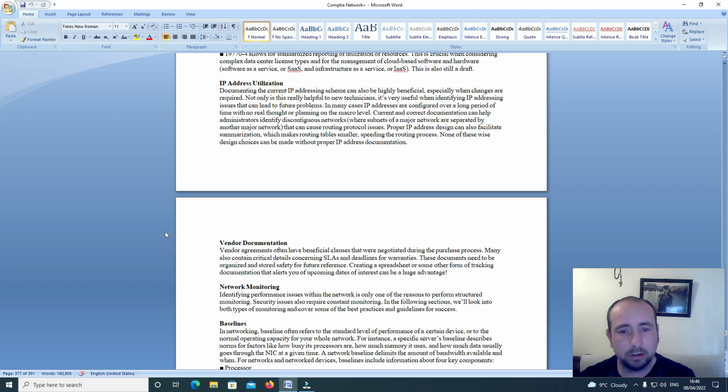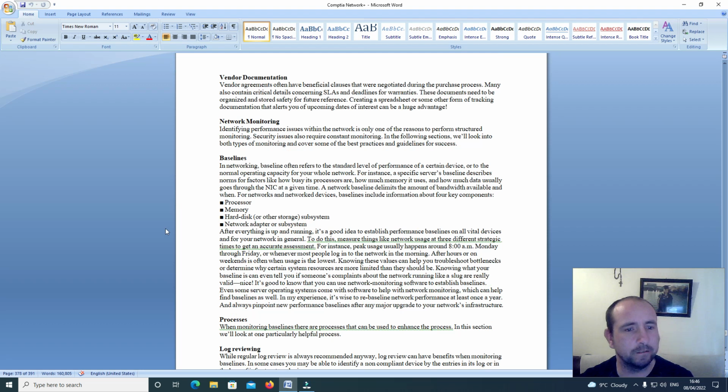the macro level. Current and correct documentation can help administrators identify discontinuous networks where subnets of a major network are separated by another major network that can cause routing protocol issues. Proper IP address design can also facilitate summarization, which makes routing tables smaller, speeding the routing process. None of these wise design choices can be made without proper IP address documentation.